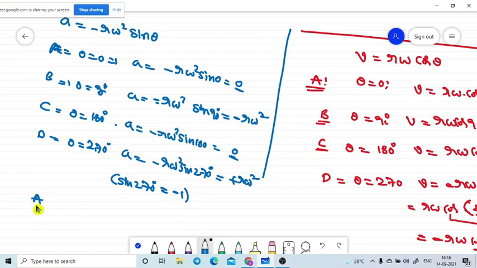At point D, one complete rotation, again we reach the point A after completion of one rotation. Theta is equal to 360 degrees. Then A is equal to minus r omega square sin 360 degrees. Sin 360 degrees is again 0. So what is the maximum value we achieved? Plus r omega square. What is the maximum value in negative direction we achieved? Minus r omega square.